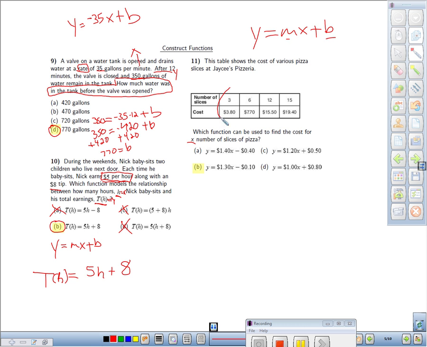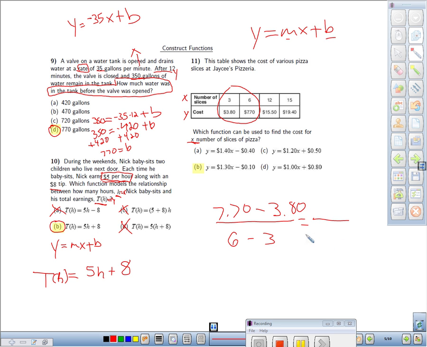All we need are 2 points to calculate slope, so let's do that. And since none of these numbers are necessarily easy to work with, I'm just going to pick the first 2. So again, number of slices is x. Our cost is y. Okay? Notice we were told that x is number of slices. That's how I made that determination. So let's get started. 770 subtract 380 over 6 subtract 3.